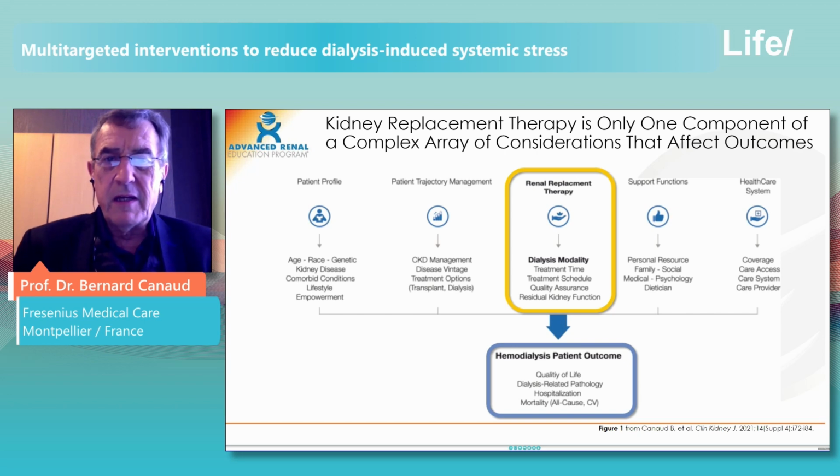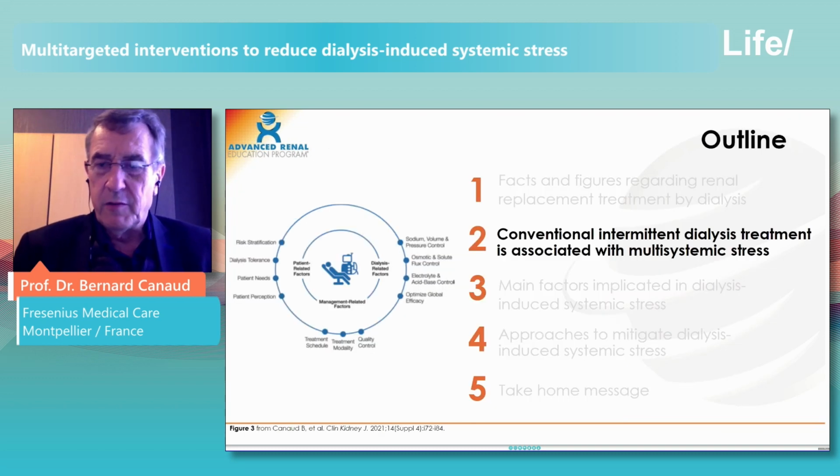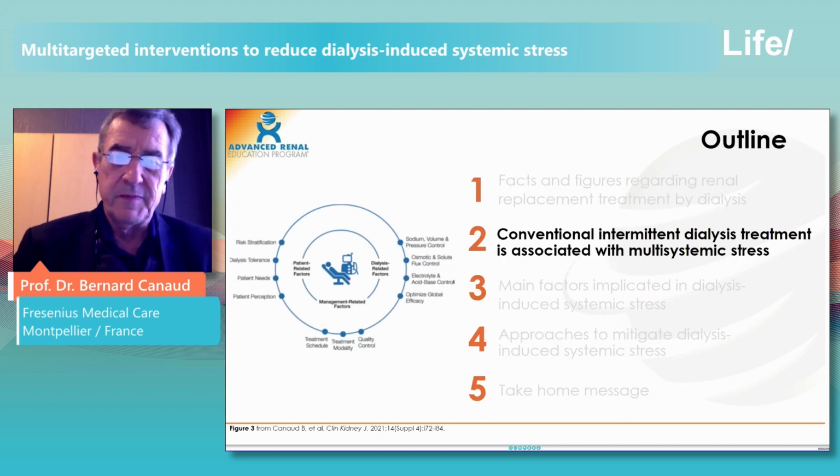So based on this element, and of course using renal replacement therapy to improve the outcome of the patient, we know that there is a complex array of considerations, from the comorbid condition to the patient trajectory, support function, and healthcare system. I don't want to go into detail of this element. Just to focus on one, which is a central one, renal replacement therapy. So I am focusing on one element, but considering this is part of the puzzle that we have to face.